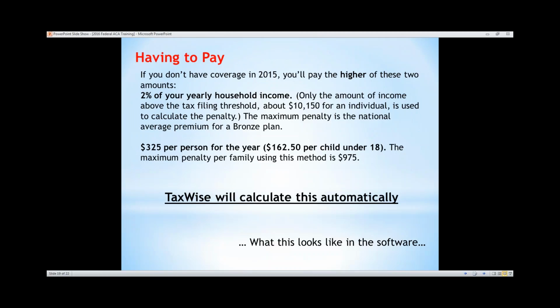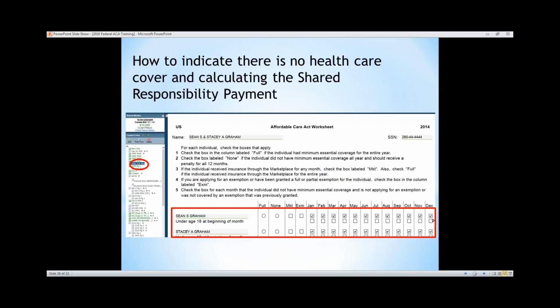Sometimes people who have to pay, if it looks really off to them, they may want to contact the marketplace and make sure that they got the correct form. If somebody owes money, again, the software will calculate everything based on the information we put in. So we just have to know where to input the information. As always, if somebody has any questions about that shared responsibility payment, they can go ahead and ask the marketplace, or they have the option to not file the tax return if they're really concerned that what has been prepared for them is incorrect. So again, if somebody has no healthcare coverage, you just indicate that with all of the different checks on the boxes.